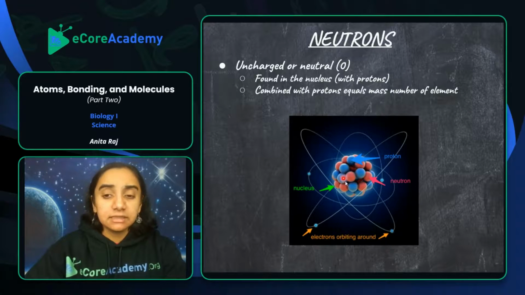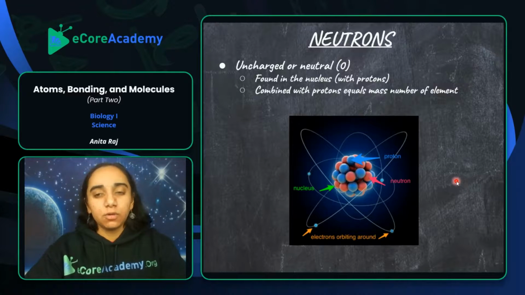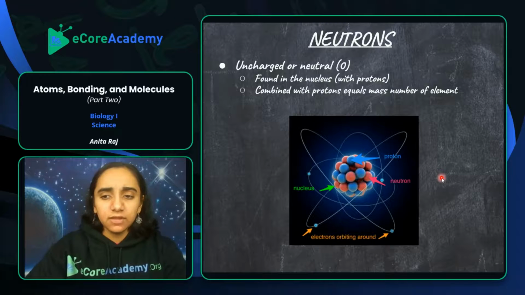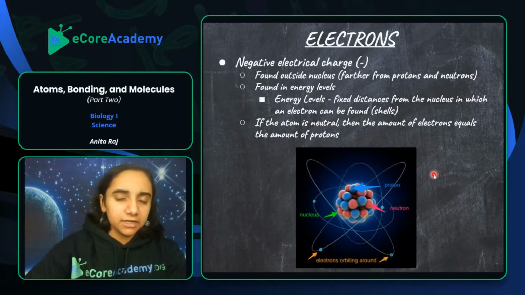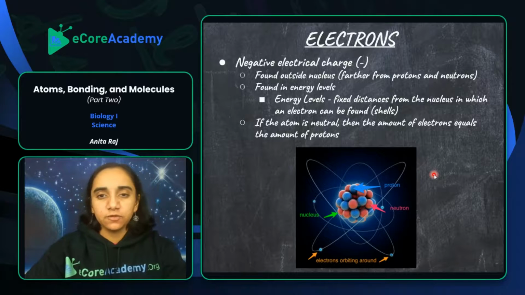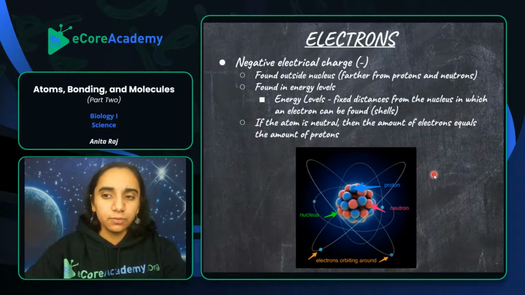It's clustered with the protons, and together they form this ball-like core in the middle of the atom. And they make the densest part of the atom. And lastly, we have electrons. So electrons have a negative electrical charge, like we said before. They're found outside the nucleus. They're farther from the protons and neutrons.